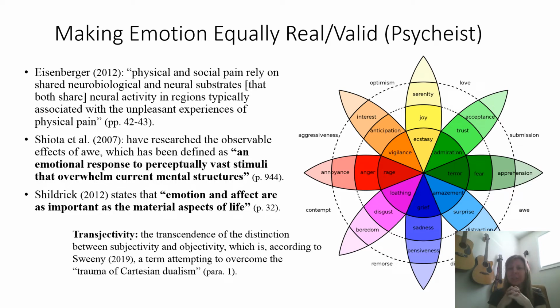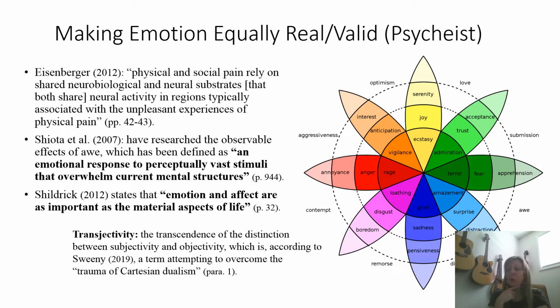Sheldrick states that deconstructing binaristic thinking, like body-mind dualism, is important, and that we should instead think of categories as fluid, which I will be talking a lot about. He states that emotion and affect are just as important as the material aspects of life. Therefore, using Descartes' causal argument against him, the motivational and emotional aspects of the brain can be considered as real as the rational mind because they both cause observable effects and influence behavior.